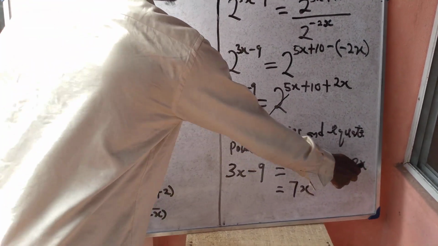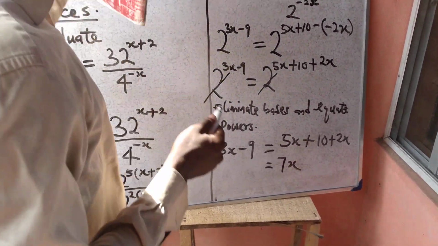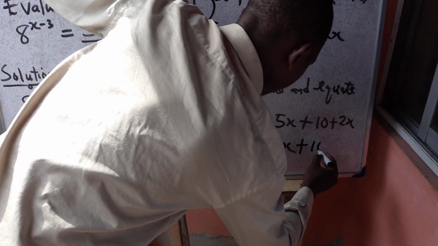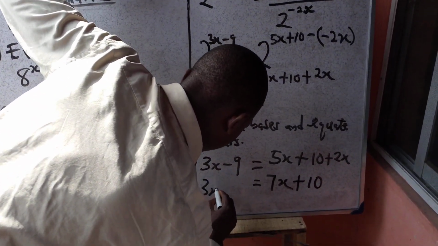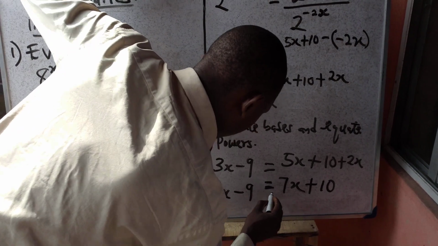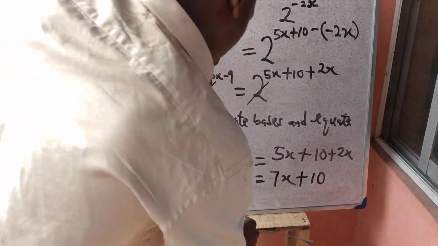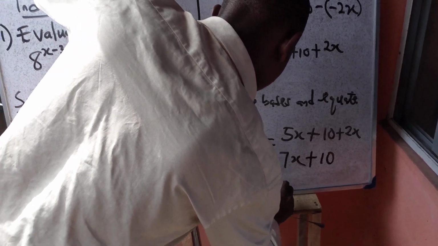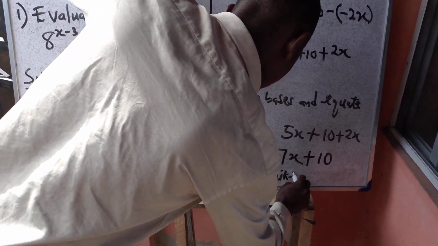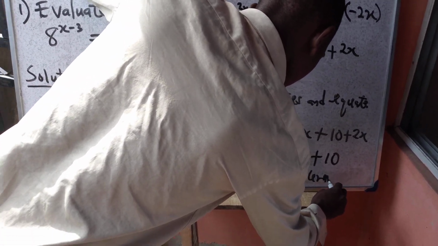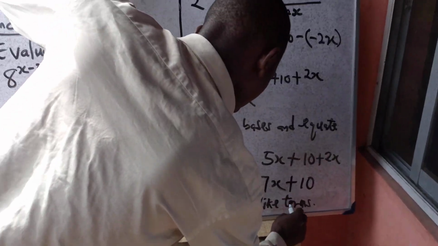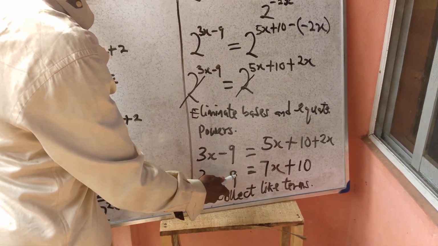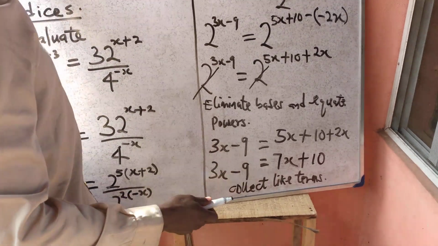So 5x plus 2x will give us 7x, and then you are expected to add the 10 there, that is plus 10, is equals to 3x minus 9. What do you do? You have to collect like terms. By collecting like terms, 7x will cross over here and minus 9 will cross over there.